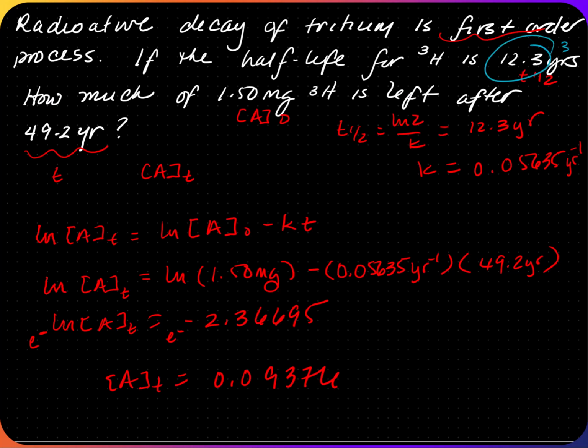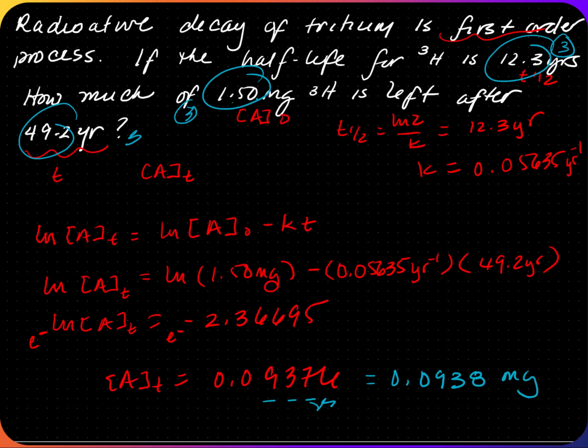There are 3 in my half-life. There's 3 in my initial concentration, decimal significant digits. So this 0 is significant, and 3 here. So my final answer has 3. I go to the first non-zero digit, which is 9. 1, 2, 3. I look 1 to the right, so the 7 becomes an 8. So it's 0.0938 units of milligrams, because this was in milligrams.